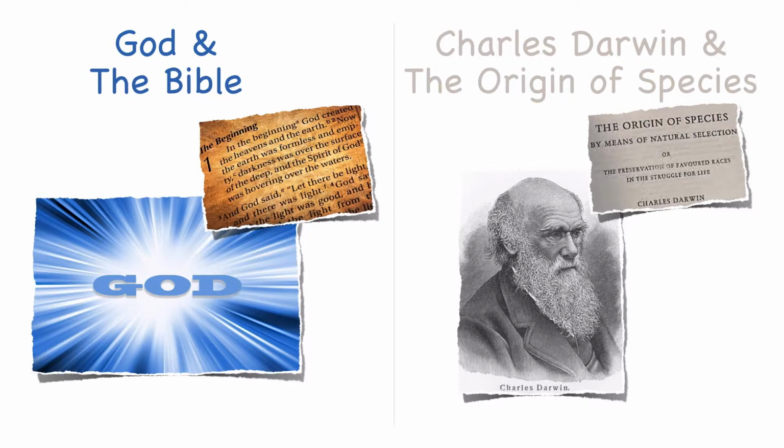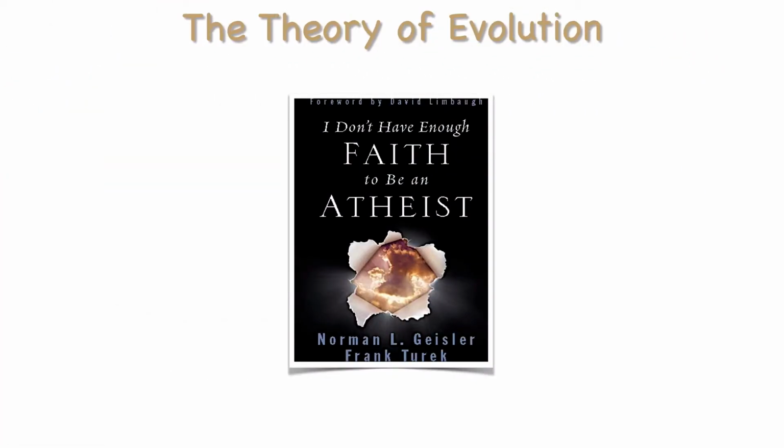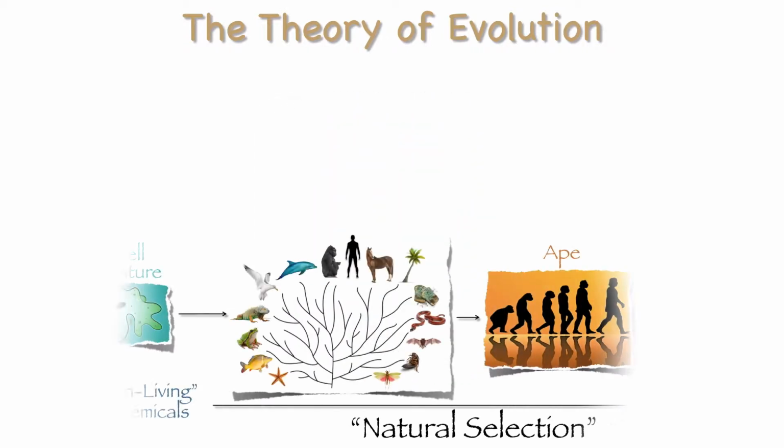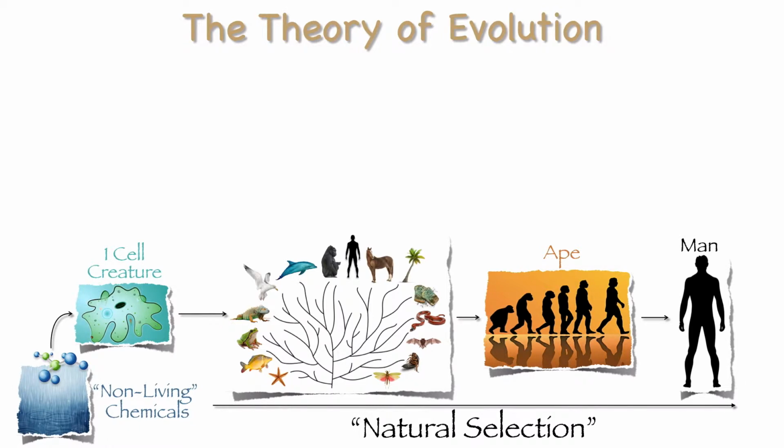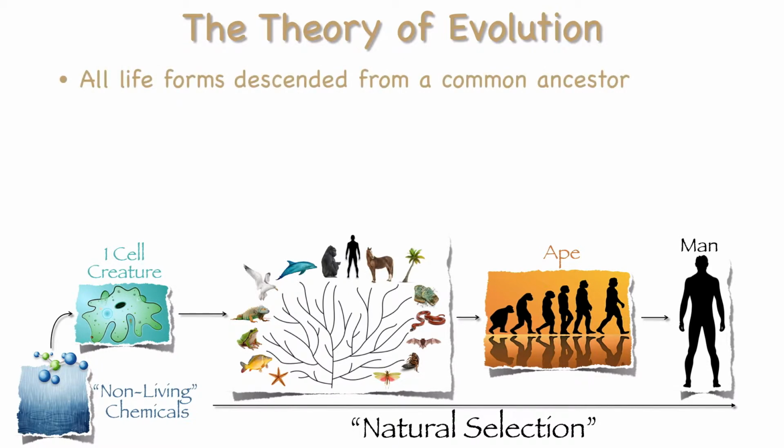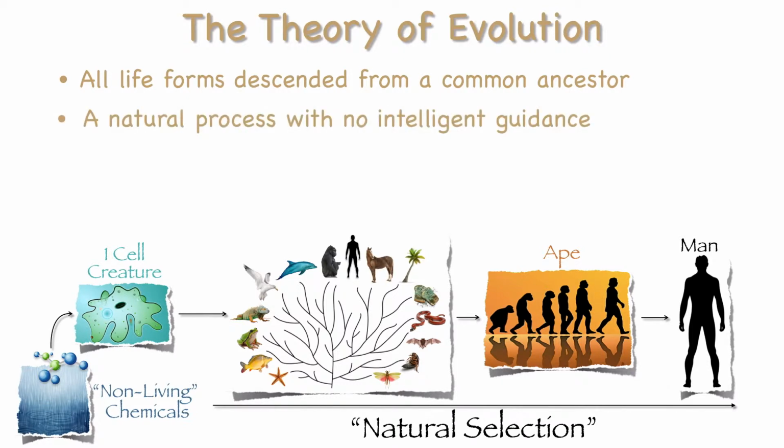Well, let's take a look at what Darwinism teaches. Keep in mind that we're providing just a very simple snapshot look at the theory of evolution here. The text, I Don't Have Enough Faith to Be an Atheist, goes into much greater detail in Chapter 4, entitled Divine Design, and also in Chapter 5, The First Life: Natural Law or Divine Awe. Let's begin here by giving you a simple overview of the theory of evolution. First, Darwinists believe that all life forms descended from a common ancestor, what is known as the first life. It was a natural process with no intelligent guidance.